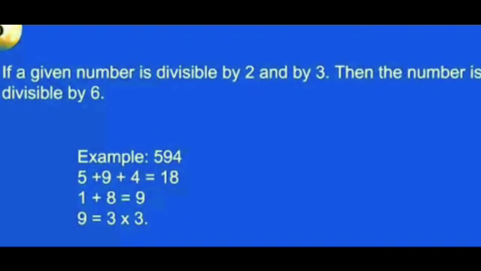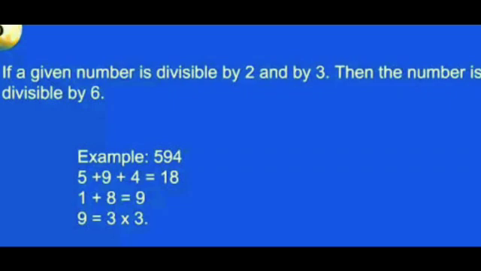For example, 594. If the number is 594, how can you check is it divisible by 2? Yes, the number ends with 4, so it is divisible by 2. How can you check divisible by 3? For that, add the digits. 5 plus 9 plus 4, that is equal to 18. 18 is the multiple of 3, or 18 is divisible by 3.